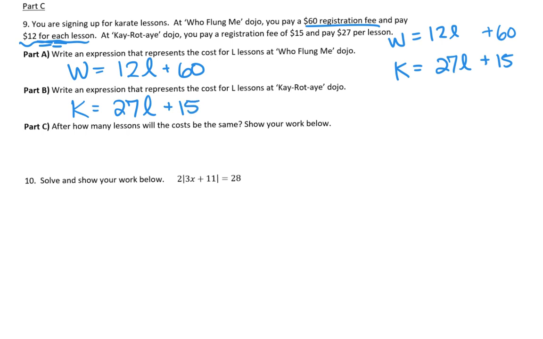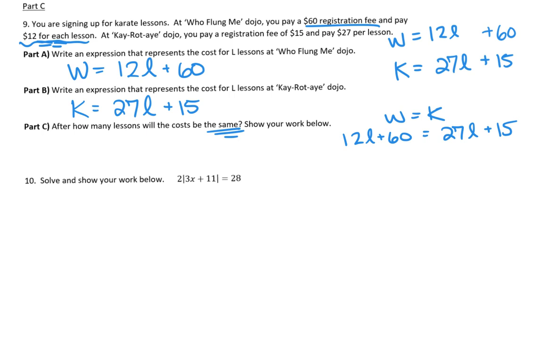After how many lessons will the cost be the same? And show your work below. All right, so cool. So be the same, be equal, right? So when will W equal K? When will the Who Flung Me be equal to the karate? So what we do is we just set those two equations equal to each other. 12L plus 60. When's that going to equal 27L plus 15?